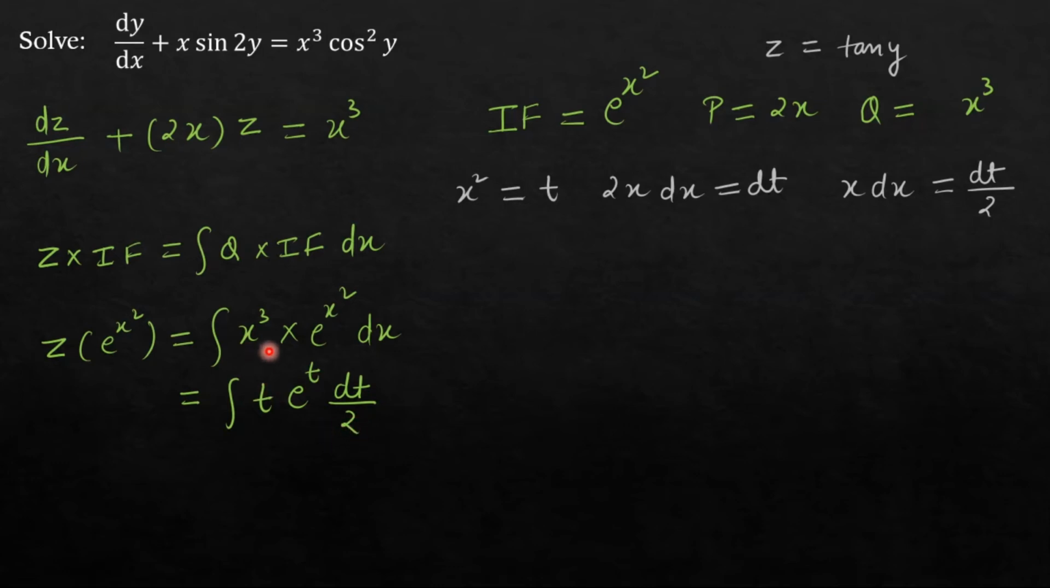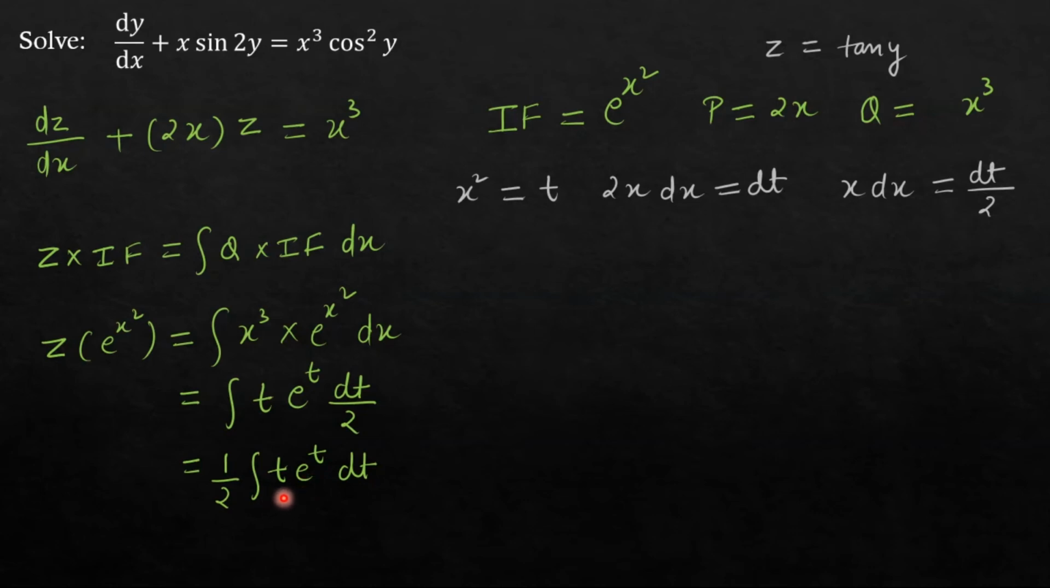How? We have e raised to the power x square, so it will become e raised to the power t, and here we have x cube. I can write x cube as x square into x. So x square I have replaced by t, and the remaining x dx I have replaced by dt by 2. So I need to integrate half t e raised to the power t dt. Now you can see we can use the multiplication rule of integration, because we have two functions, t and e raised to the power t.